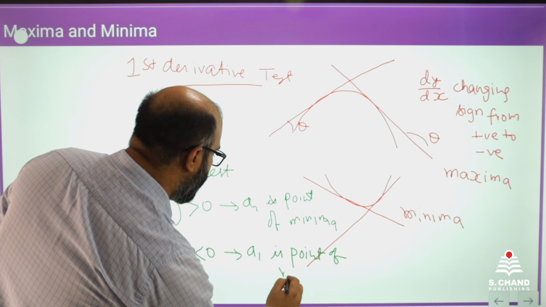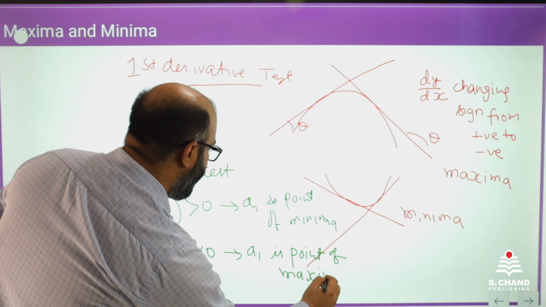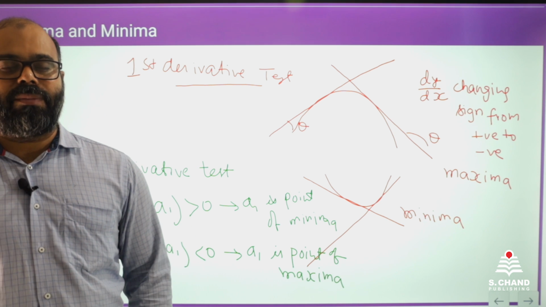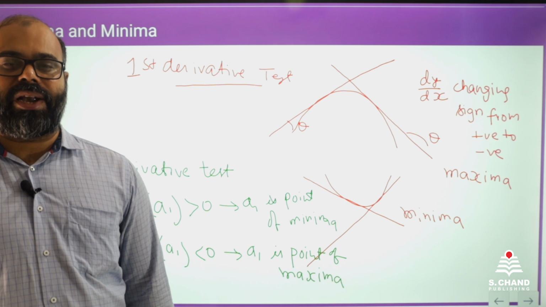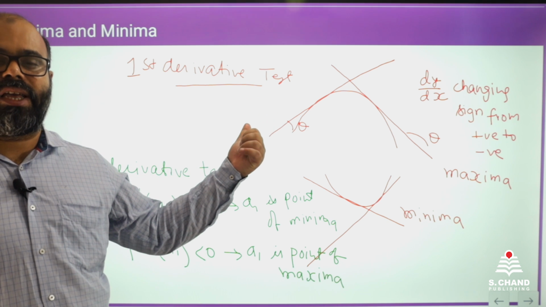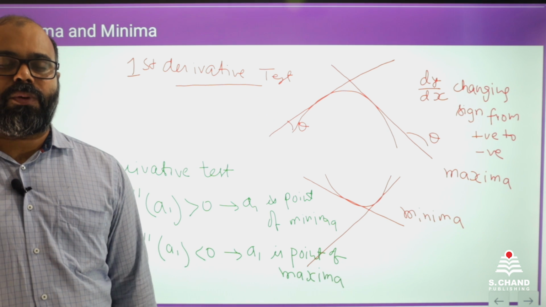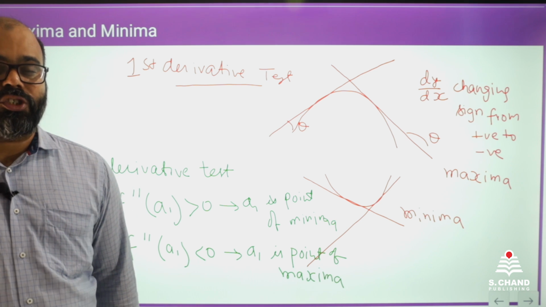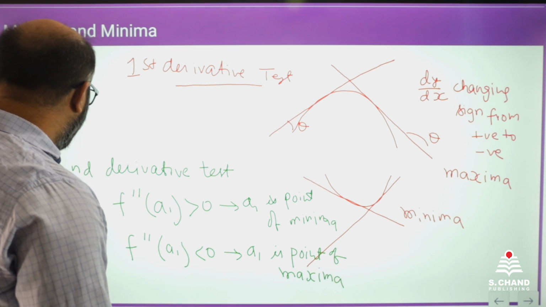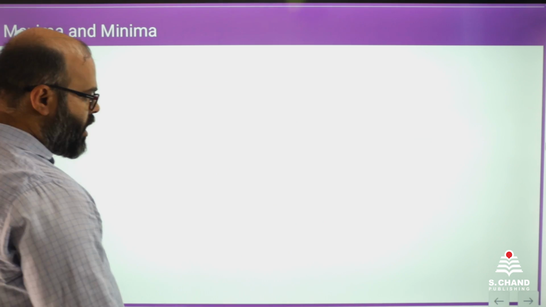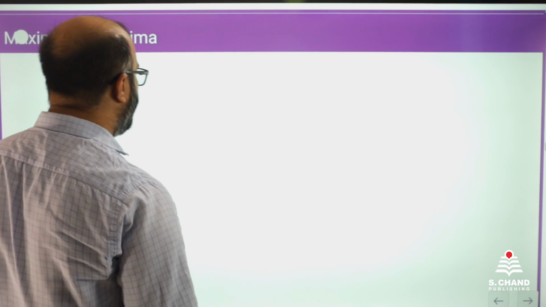Now you may ask a question: if the second derivative is equal to 0, then what will we say? Then we can't comment anything, we have to do further derivatives. So it is better to go for the first derivative test if the second derivative is 0, because it may be possible that it is neither maxima nor minima and it is a point of inflection also. So we don't know. What else we can talk about here is absolute maxima and absolute minima.